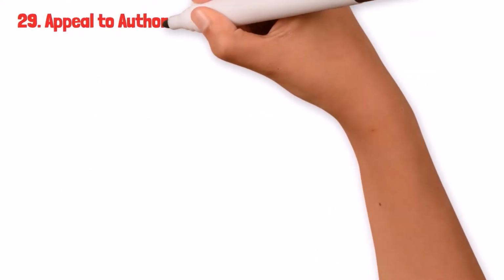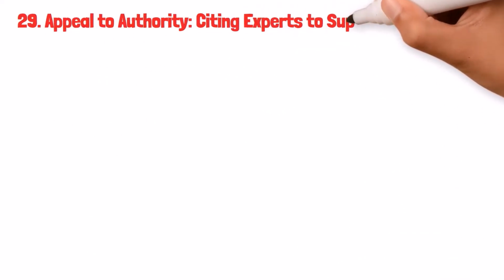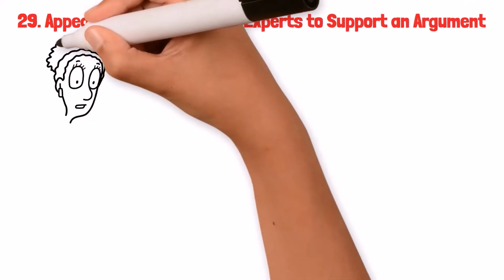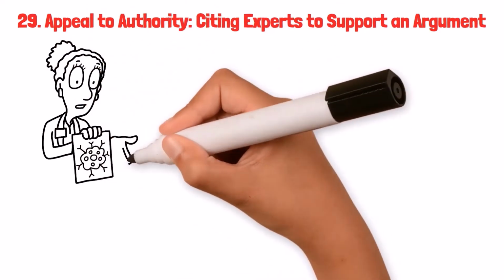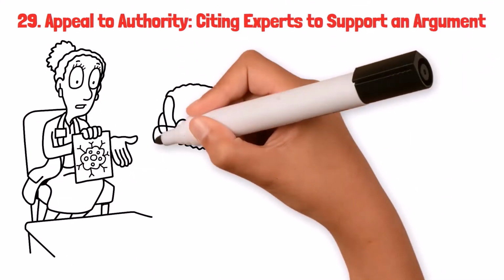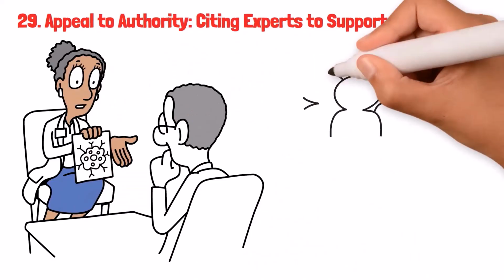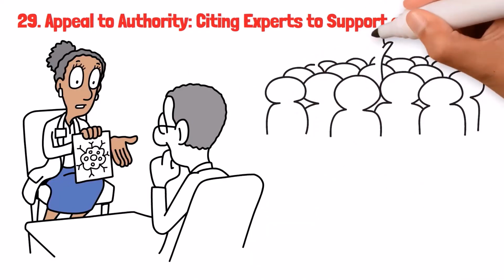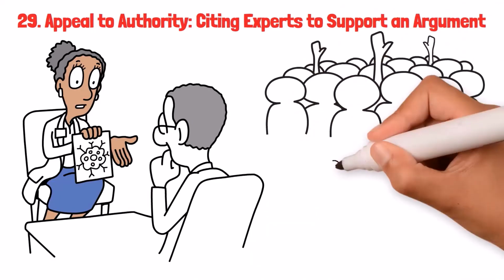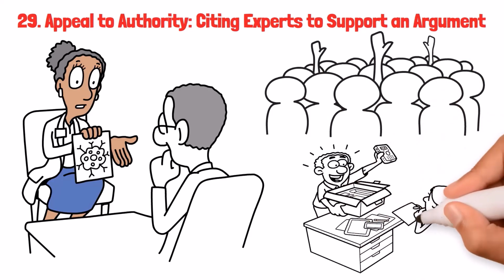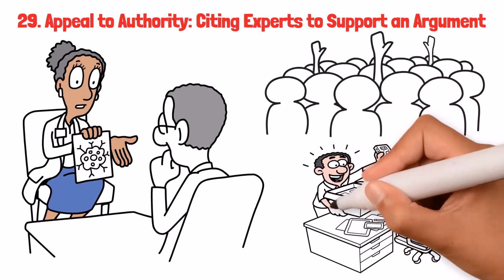29. Appeal to authority, citing experts to support an argument. Appeal to authority involves citing an expert or authority figure to support an argument, regardless of whether the authority is relevant to the topic. This technique relies on the perceived credibility of the expert to persuade the audience. For instance, a company might use a celebrity endorsement to sell a product, even if the celebrity has no expertise related to the product.